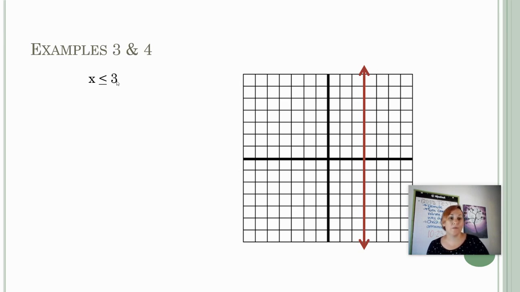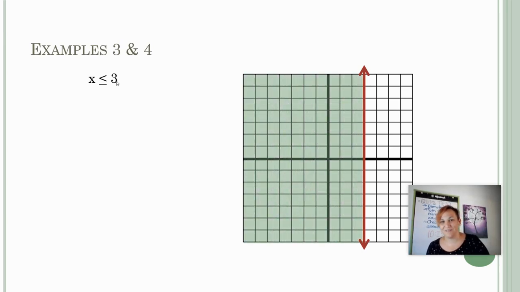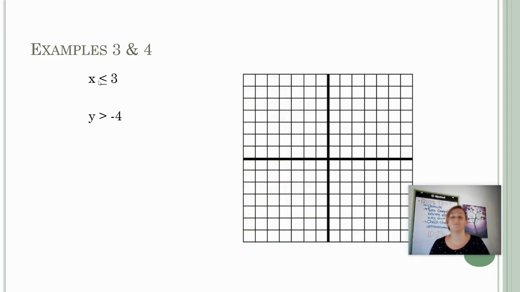Now, if there's only one variable, you don't have to use a test point. If you don't want to, you can use common sense to figure out which side to shade. In this problem, it says I want all the numbers that are less than 3. The numbers that are less than 3 are this way. So we're going to shade that half of the graph. So again, when there's only one letter, you are allowed to just use common sense to figure out what half to shade. Let's do just the letter Y, and then we'll be done with this video.